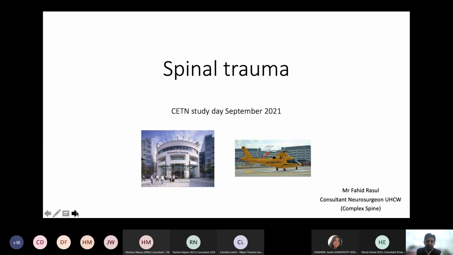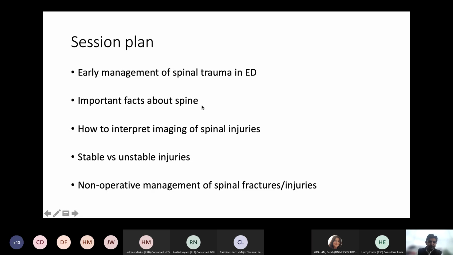So, as you can see here, this is the big university hospital, and we've got a big helipad. You can see the hospital in the back. This is where we work, where the spinal trauma comes in.